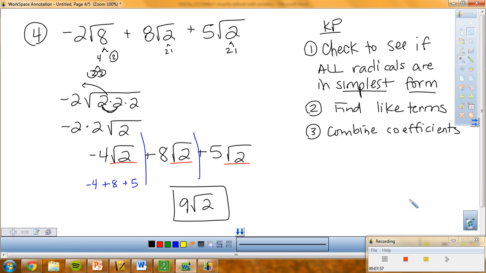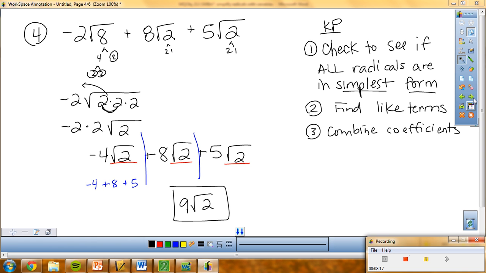So yes, occasionally things will be set up for you just to combine, but you should always be double checking every radical to make sure it's in simplest form. It always needs to be in simplest form, and that's going to make your addition and subtraction a little bit easier.